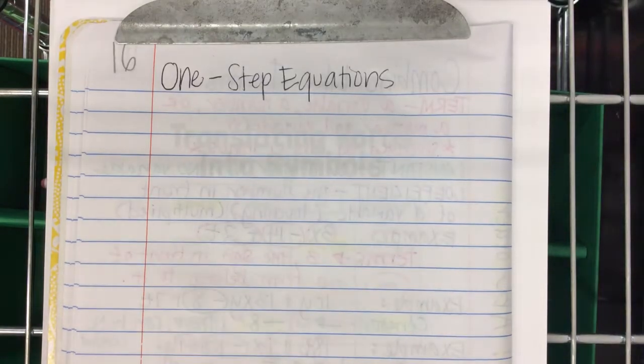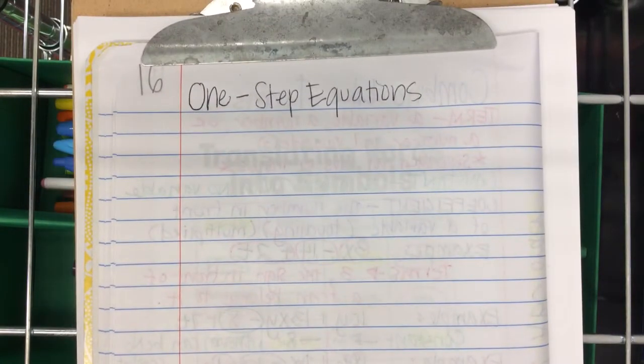All right, so we've got these one-step equations. And I talk about this with my algebra students all the time. Mathematicians are not a creative group of people.